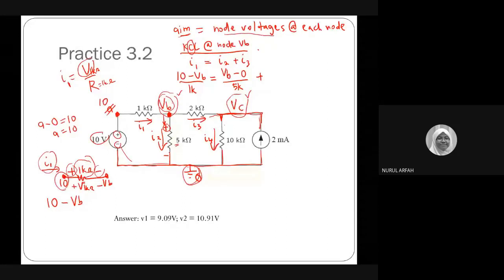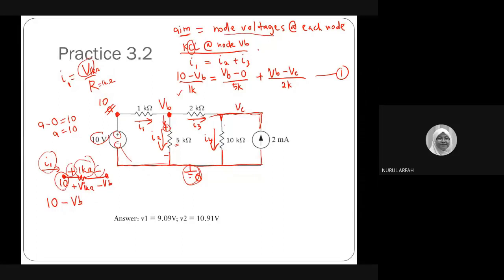Anyone? VB minus VC over 2K. Okay, yeah, very good. Over 2K. So this is your first equation. But please simplify it until it looks neater. This is VC. So how to simplify this?